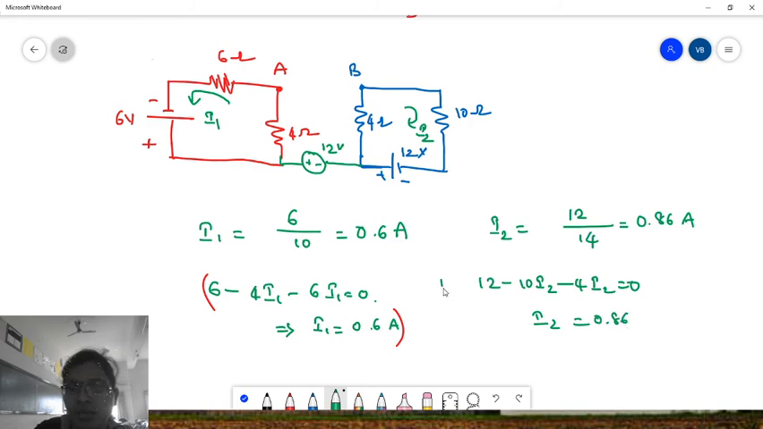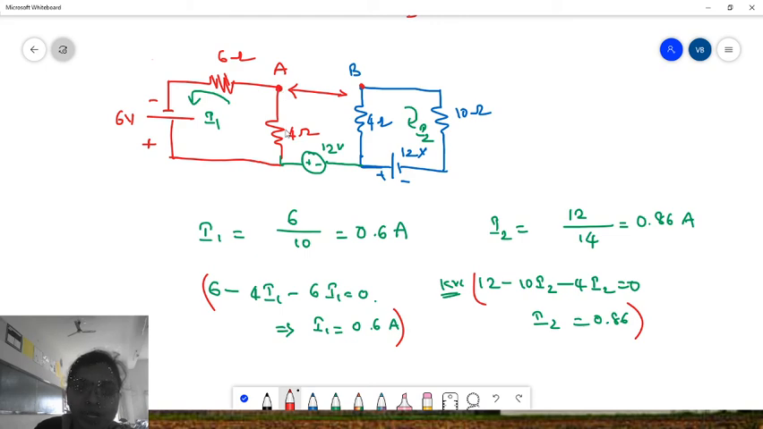So this is by KVL. You can write KVL also. Okay. So you are going to get I1 and I2 here. What you need to calculate is the voltage drop across here. You need to calculate the terminal A voltage and terminal B voltage. These two voltages, what is the potential difference between these two, you need to calculate. What is the voltage across that A terminal?